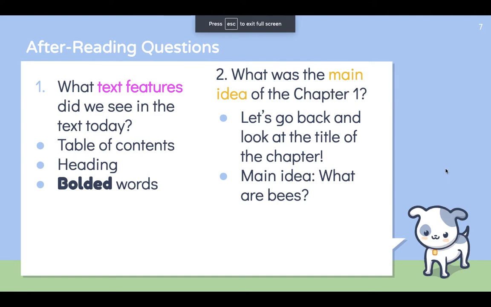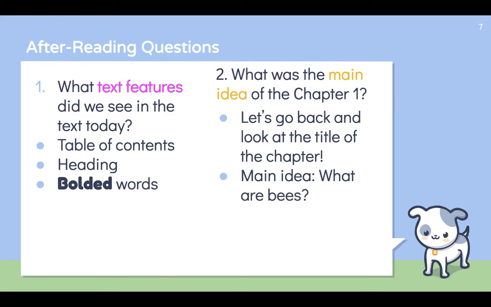All right, so here are after reading questions and things to think about after what we just read. It says, what text features did we see in the text today? We saw a table of contents, we saw headings, and we saw bolded words. That's a reminder of what we focused on last week with our nonfiction text, nonfiction meaning real.